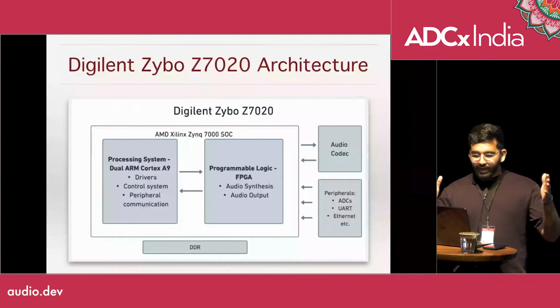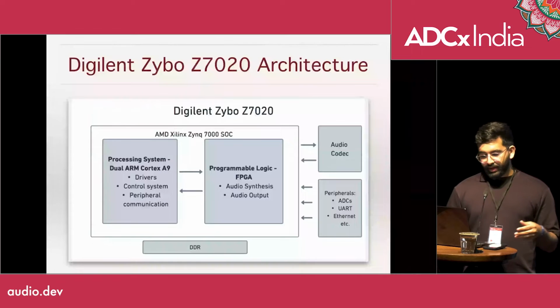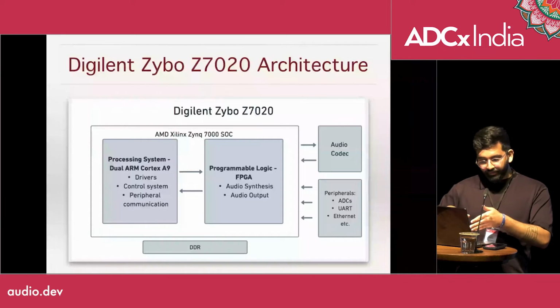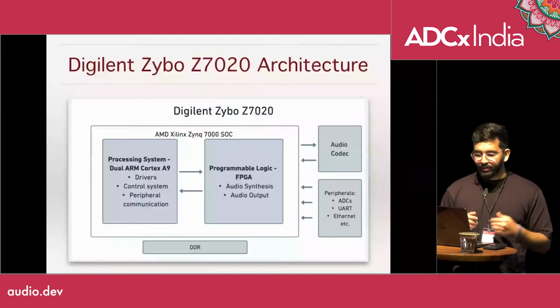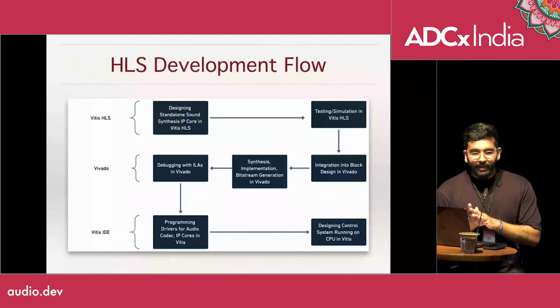So to recap, we have the development board, which is the Zybo Z720. Inside that, we have the Zynq 7000 SoC. And inside that, we have the FPGA and the CPU. So now, getting into the HLS part.